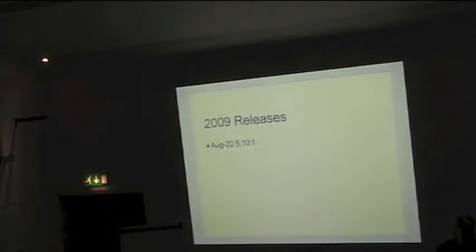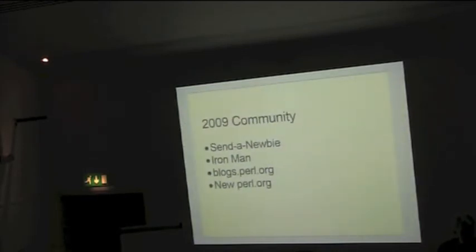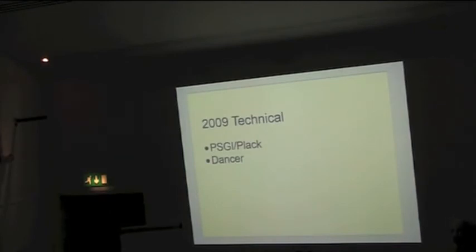2009, Florence and the Machine. PSGI. Awesomeness. Perl 5.10. So this is the marketing thing starting to pick up. Evan ran the first newbie event in Lisbon, I suppose. The Perl Iron Man started, blog.perl.org started and stopped and started. I didn't realise that it was 3 years ago that Leo had started to make all the websites look pretty, and Perl.org was the first one. So PSGI and Plack came out in that year, and fairly soon after Dancer, which was built on top of PSGI.